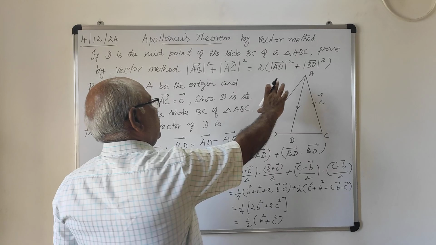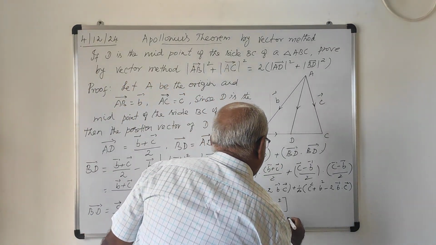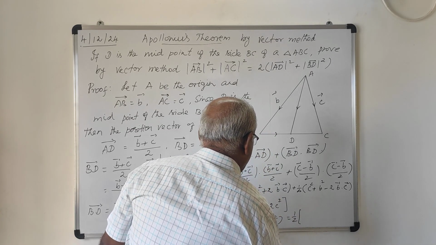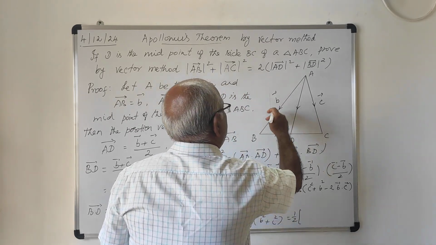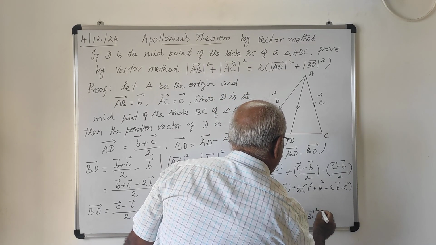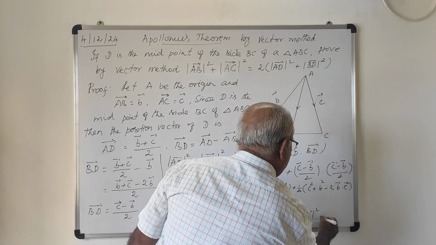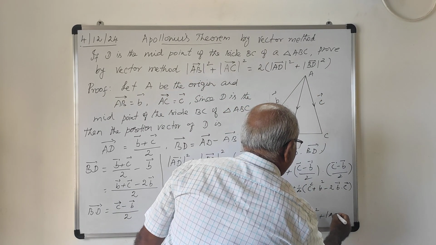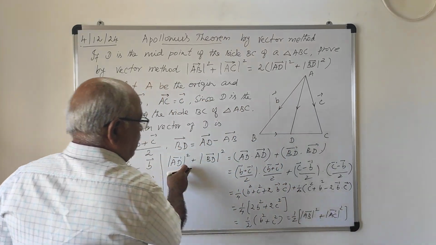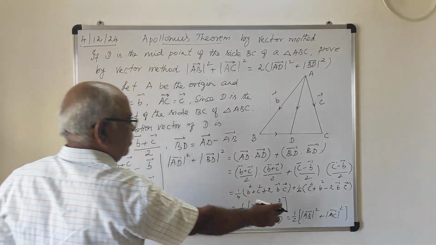What is B square? Mod B square is AB square. So this is equal to 1/2 into (mod AB square plus mod AC square, since C square is mod AC square). You bring this to the left hand side, that is AD square plus BD square equals 1/2 into (mod AB square plus mod AC square).